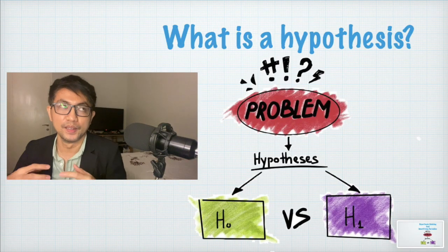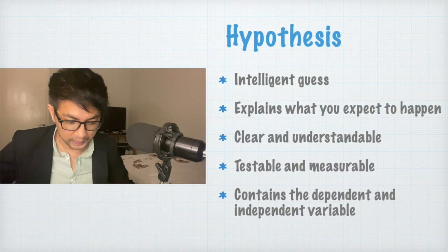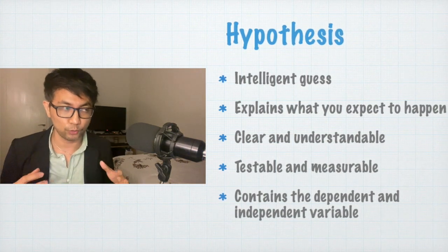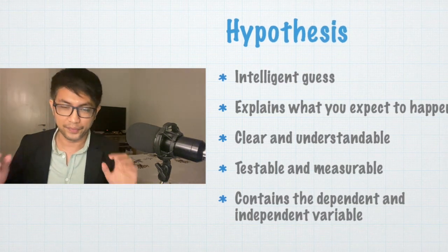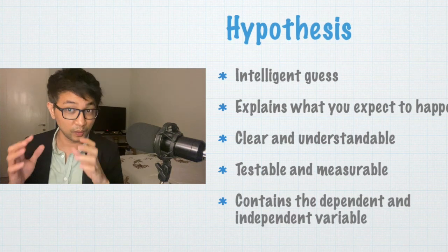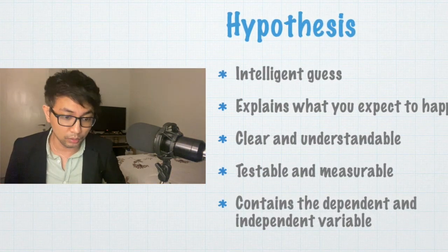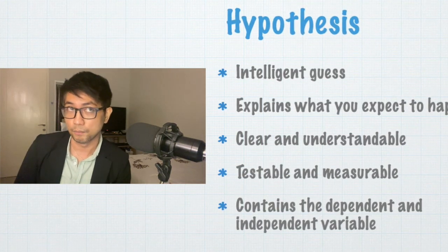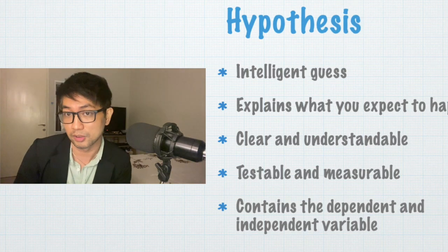A hypothesis is basically an intelligent guess. It aims to explain what you expect to happen. And it's, of course, bound by theories and things that you already know. It should also be clear and understandable. It should be testable and measurable. And of course, it contains the dependent and independent variable. We'll have a separate discussion again about the dependent and independent variables.